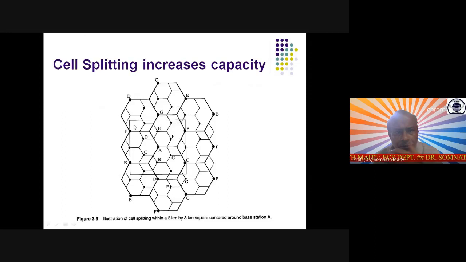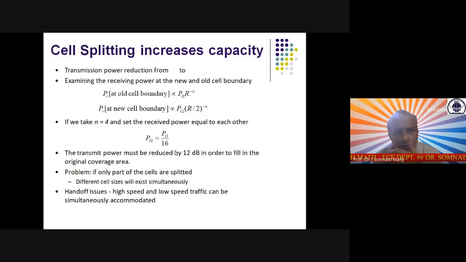So this is showing a 3 kilometer by 3 kilometer square centered around a base station. A is the base station, and around it you are now splitting it. So within an area of 3 by 3 kilometers, you see a large number of base stations are created. These are constituted out of pico cells. Now, what is the benefit?